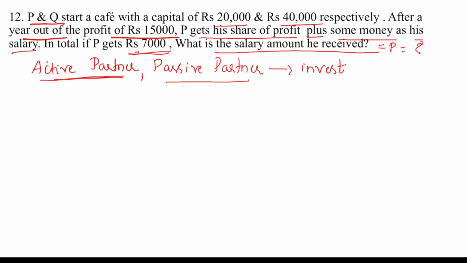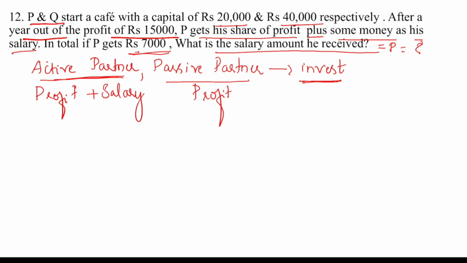Only the work will be done by whom? The active partner. A passive partner is nothing but someone who just invests the money, and at the end he will take the profit. Since the active partner is working for the business, he will get profit plus some salary. But the passive partner will get only the profit of the business. He will not get any salary because he is not working for the business. So the same thing is given here.